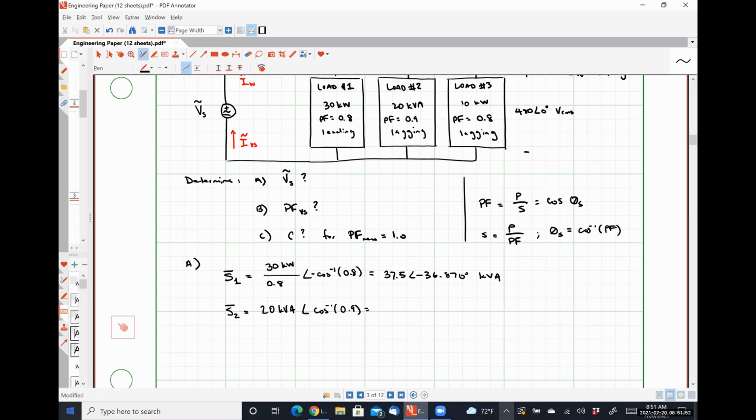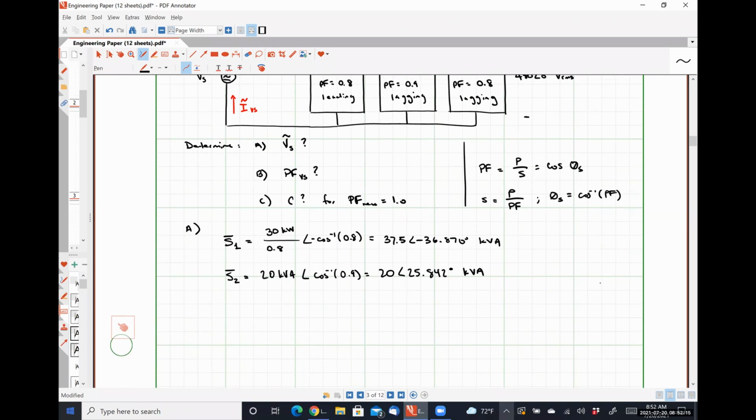So that's going to be 20 angle inverse cosine of 0.9, or 20 angle 25.842 degrees kVA.